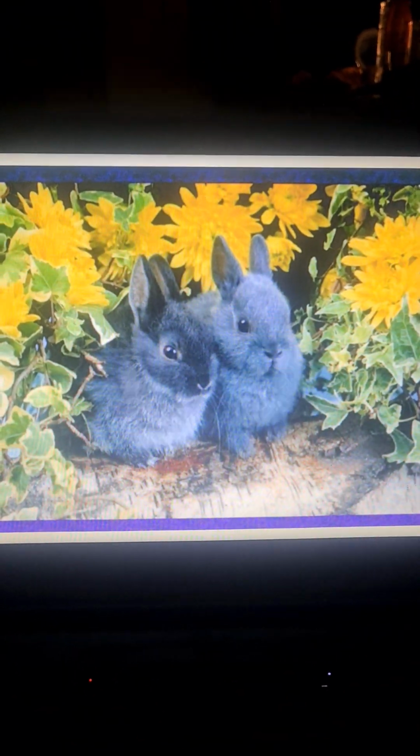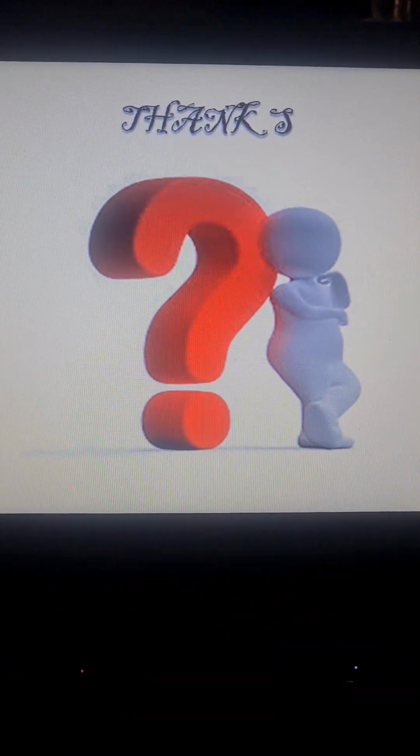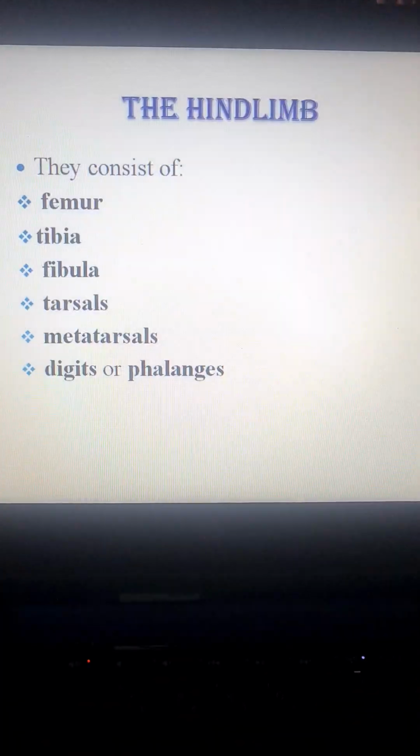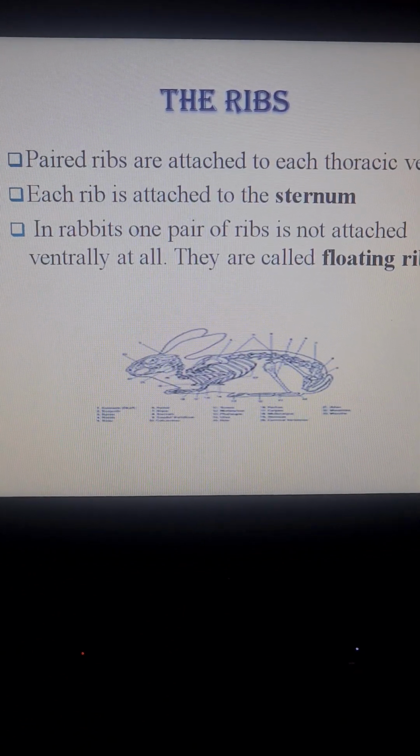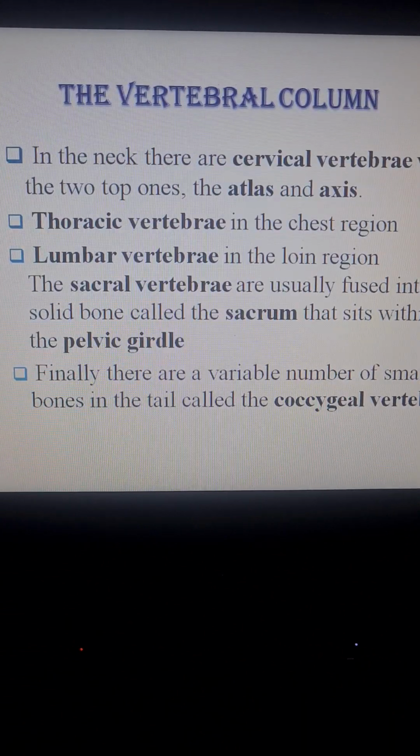So you can see the beautiful pictures of the rabbits here. If you have any questions related to this topic, you can send me your queries in the comments. I will discuss with you, and I hope you will remember all the important names of the skeleton of the rabbit.